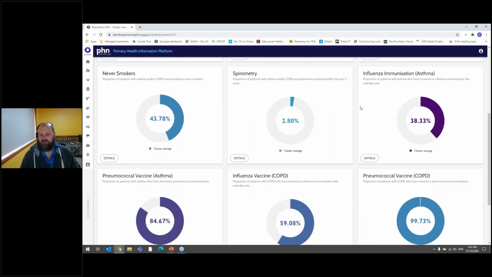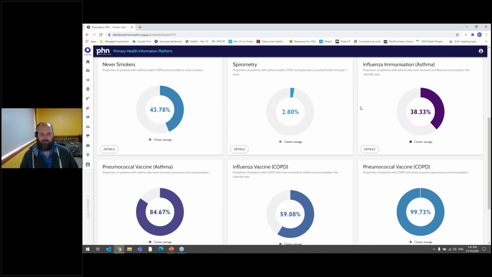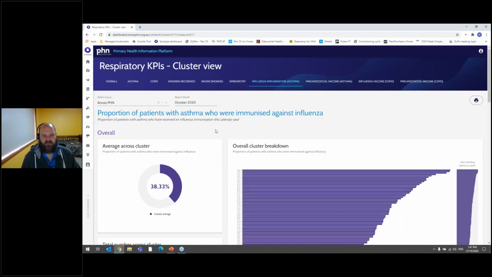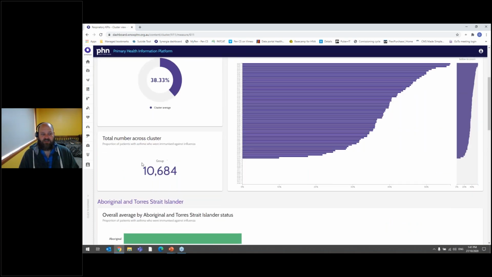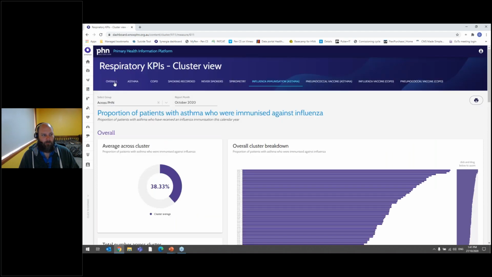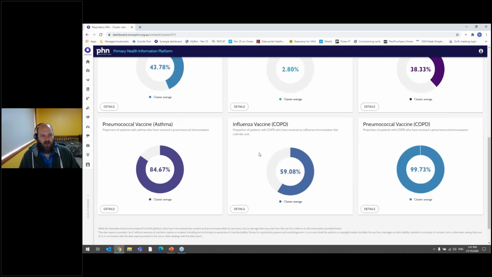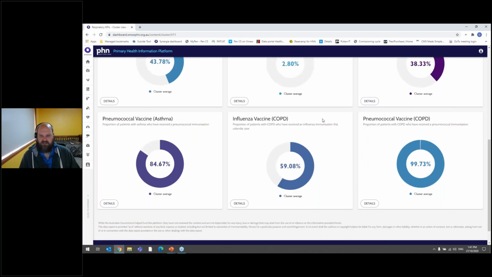You can also see here that both populations are at high risk for influenza and pneumococcal, so we've provided you with a breakdown of those that have had the vaccine in the last calendar year. Again, that's very similar to the diabetes one. And again, that's based on the clinical practice and the way that you generally would have patients thinking about that question as well. So in raw numbers, you can see across the PHN that this calendar year, those with asthma, 10,000 of them have been immunised for influenza. We've also got the influenza vaccine and the pneumococcal vaccine for those with COPD as well.